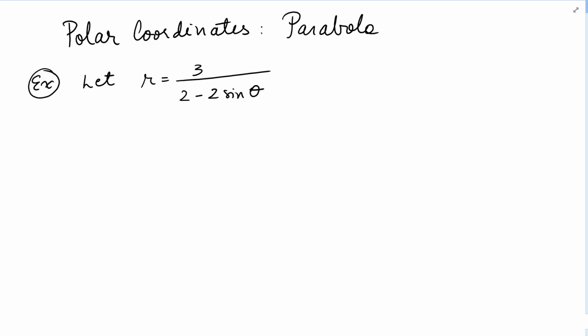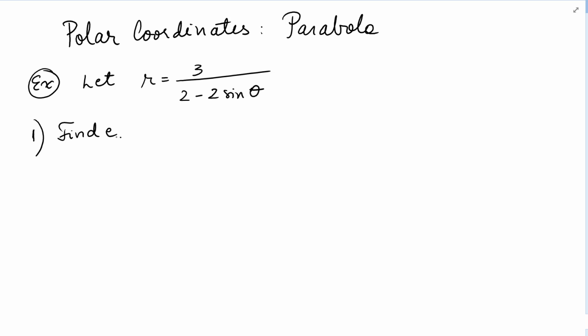In this video, we'll talk about polar coordinates, and specifically parabolas, and we'll do that by solving a problem. Let r equal 3 over 2 minus 2 sine of theta. Let's first find e. So let's find the eccentricity.